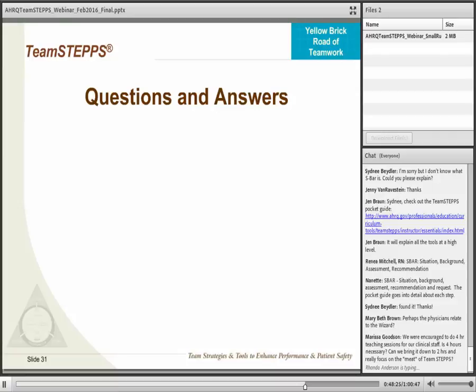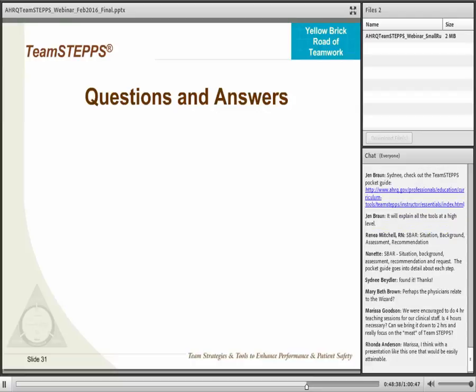So another person asked, they understand that TeamSTEPPS in general is a great model within an organization. But what are your thoughts about using TeamSTEPPS to solve inter-organizational problems? Do you know of any examples where there are separate entities who need to come together and TeamSTEPPS is being used for that?